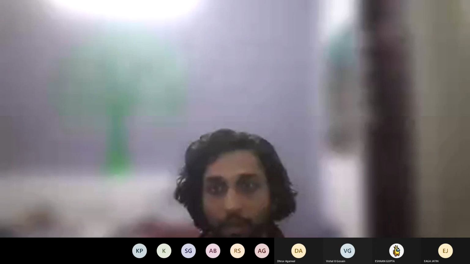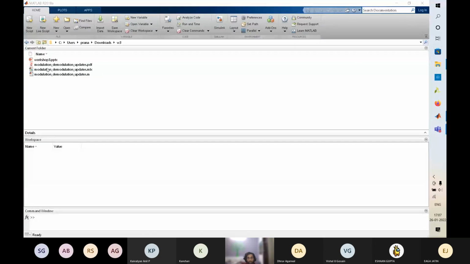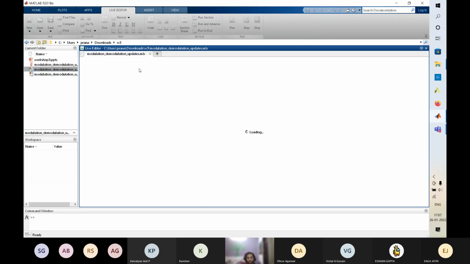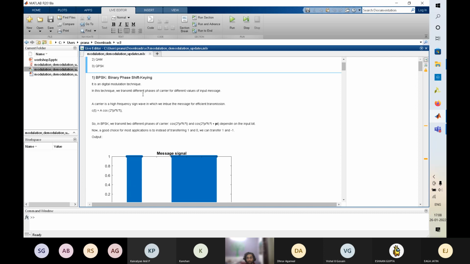I will be showing you the hands-on in both MATLAB and Octave. The Octave version is less intuitive, so we will be discussing mostly in MATLAB, and then in the last I will show how to run the file in Octave.